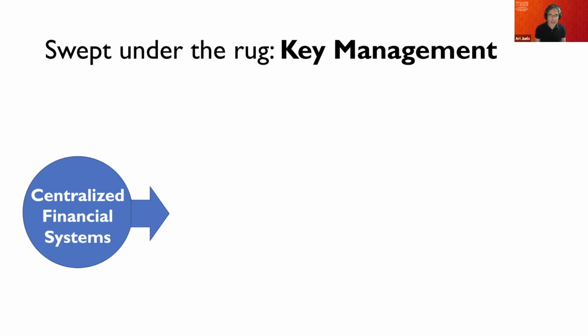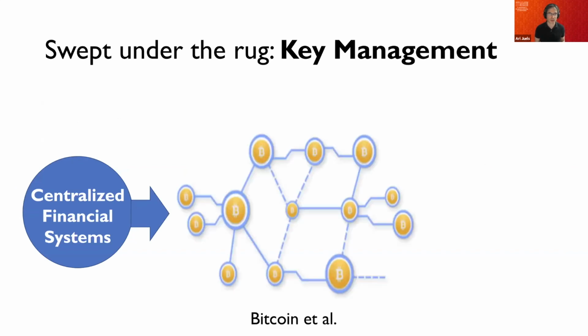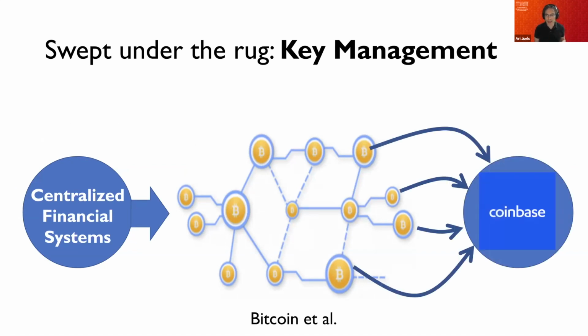In fact, the key management problem is so challenging that what we see is centralized financial systems becoming decentralized in many cases through Bitcoin and other systems, which is very nice. But then users, because it's so challenging to manage their private keys, make use of services like Coinbase. In other words, re-centralizing what was supposed to be a decentralized system and undermining the very value proposition of a system like Bitcoin.